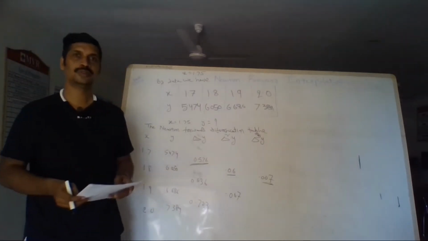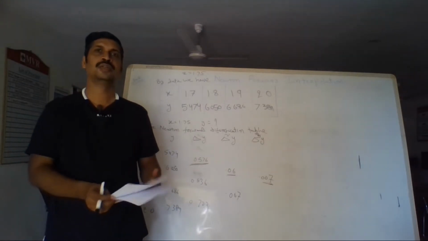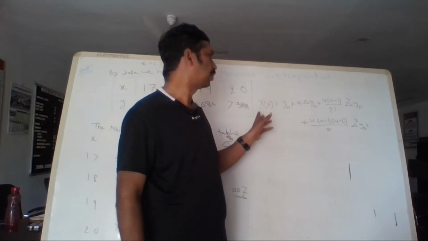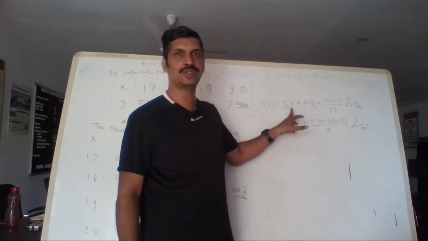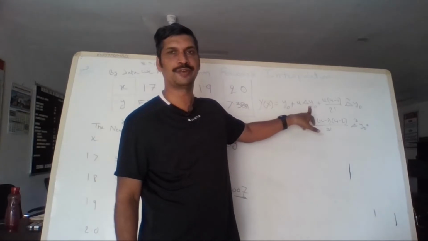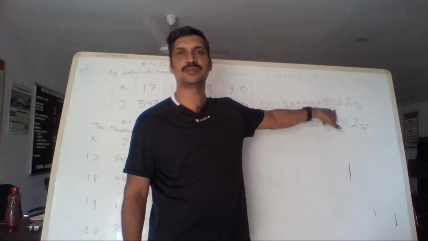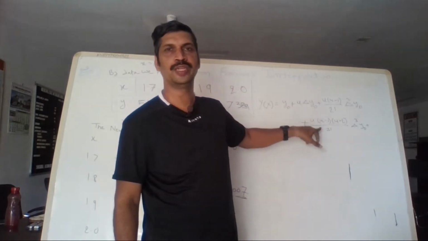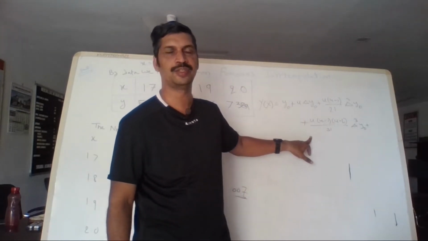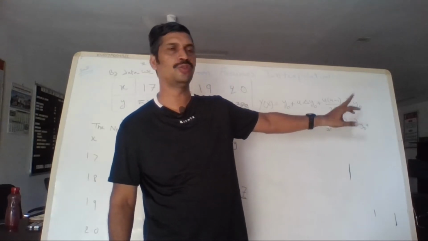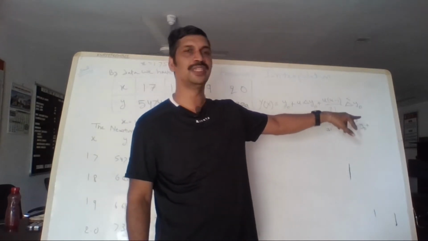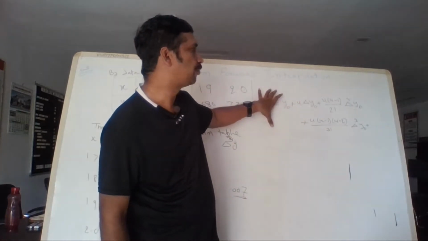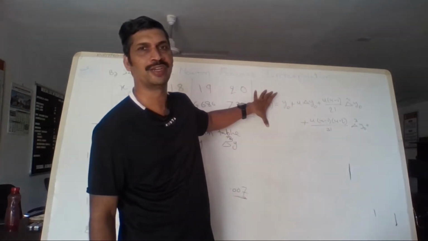Next, we will see the formula for solving Newton forward interpolation method problems. The formula is y of x equal to y naught plus u into delta y naught plus u into u minus 1 by 2 factorial into delta square y naught plus u into u minus 1 into u minus 2 by 3 factorial into delta cube y naught plus u into u minus 1 into u minus 2 into u minus 3 by 4 factorial into delta 4 y naught and so on. This is the formula for solving Newton forward interpolation problems.